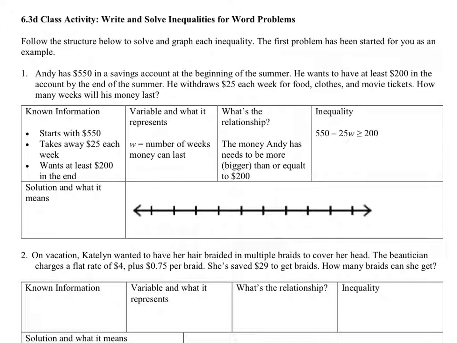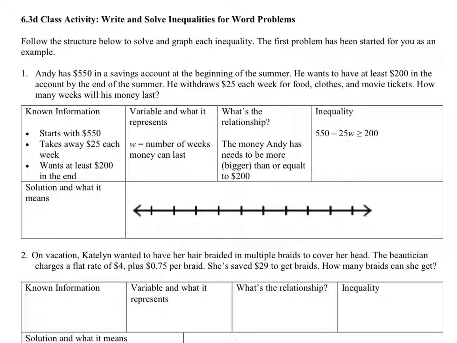He withdraws $25 each week for food, clothes, and movie tickets, which are all categorically equivalent. How many weeks will his money last? Okay, well, the known information: we know he starts with $550. He's going to take out $25 every week, and he wants at least $200 at the end, right?